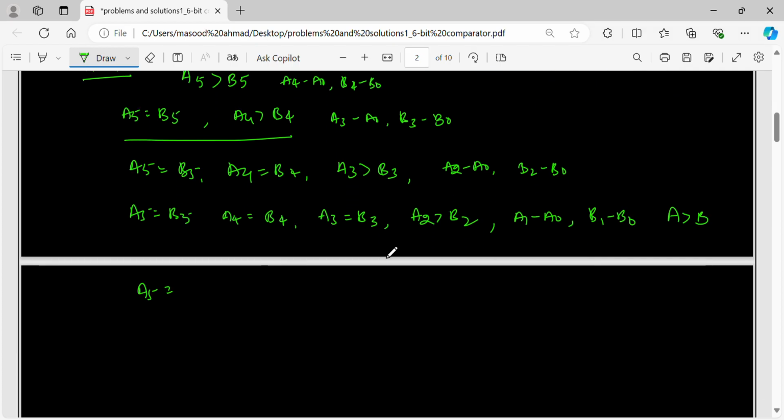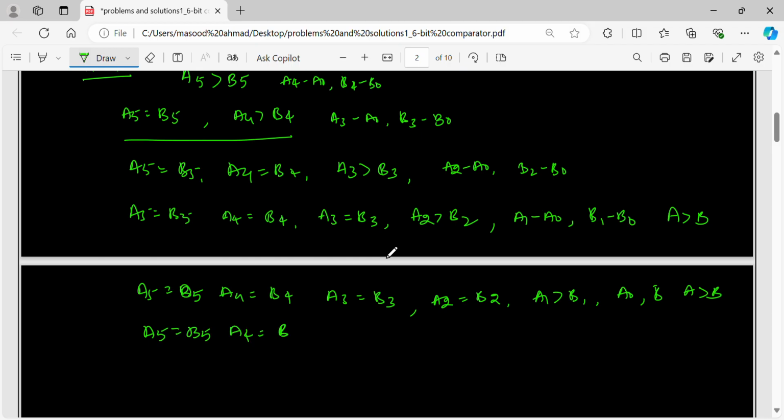Similarly, if A5 equals B5, A4 equals B4, A3 equals B3, and A2 equals B2, then if A1 is greater than B1, A0 and B0 do not matter, and A is still greater than B. Similarly, if A5 equals B5, A4 equals B4, A3 equals B3, A2 equals B2, A1 equals B1, then we look at whether A0 is greater than B0, and A is still greater than B.